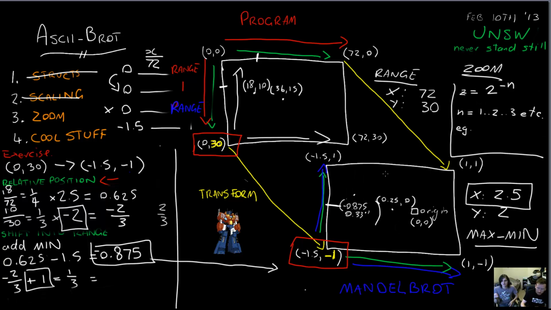So we have 0.034. Because we have 2.5 units worth in the mandelbrot set, and we're displaying that over a discrete set of 72 points, there's going to be 0.034 mandelbrot units in between each character here. And that's pretty much zoom.